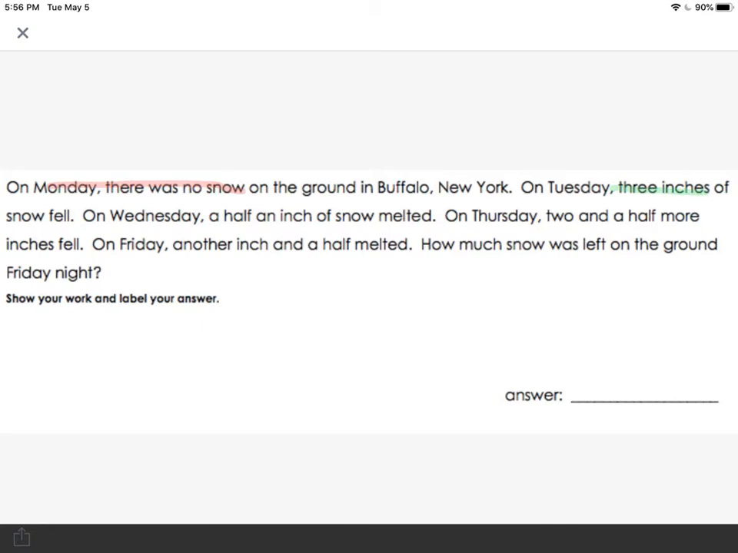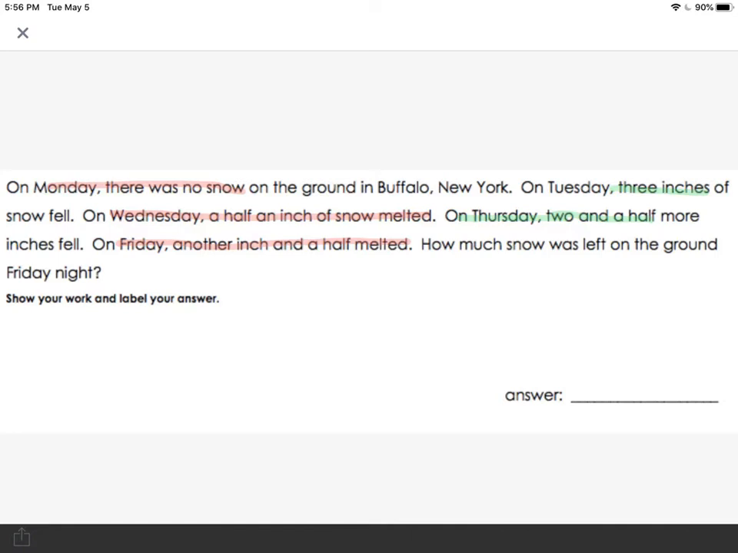On Wednesday, a ½ inch of snow melted. So just like I think of green for growing, I can think of red for stopping. So on Wednesday, a ½ inch melted. On Thursday, 2.5 more inches fell, so that's growing again. 2.5 on Thursday. And then on Friday, another 1.5 inches melted. How much snow is left on the ground Friday night?